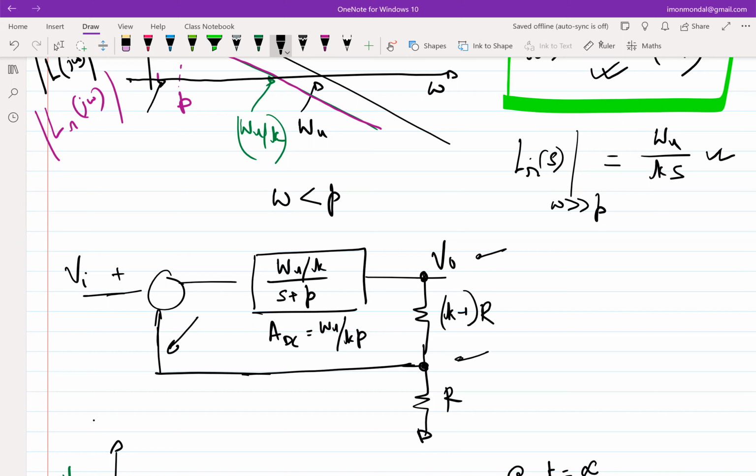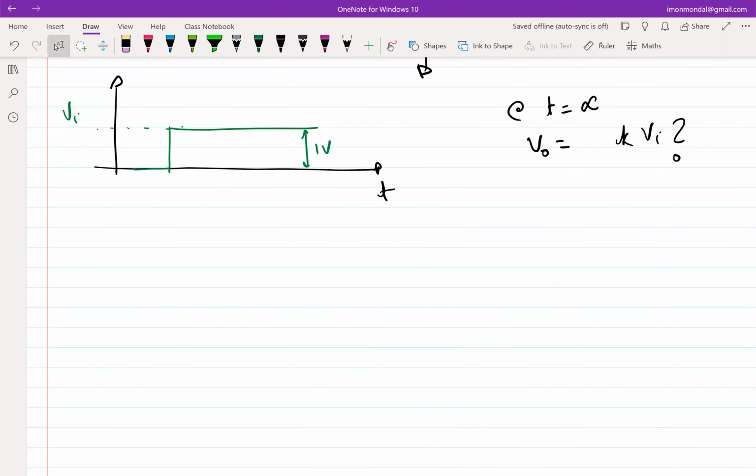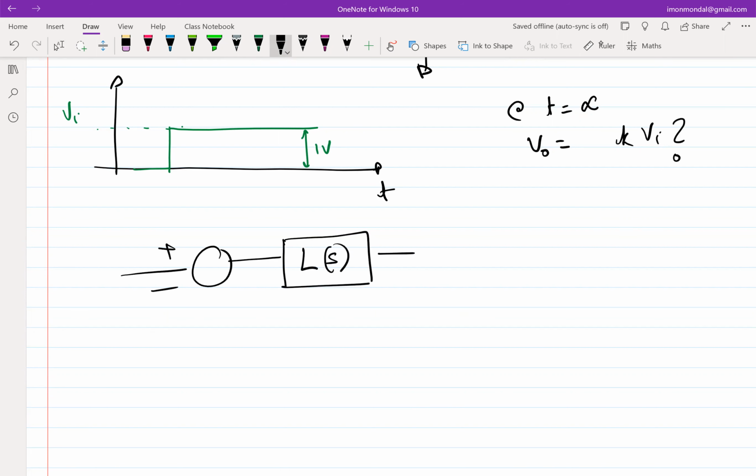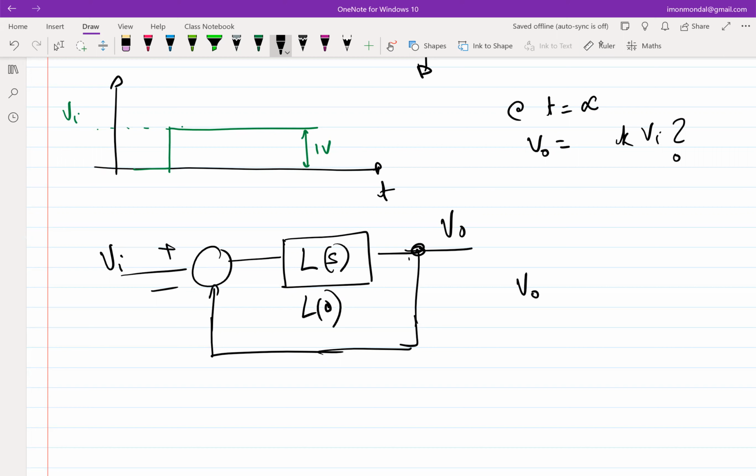Okay. So if I use the block diagrammatic representation, let's assume I call it L of S, something like this, and the gain at DC is L of 0. So what will be the steady state error? Or let me ask you, what will V naught be in terms of VI in this block diagram? V naught by VI will be?